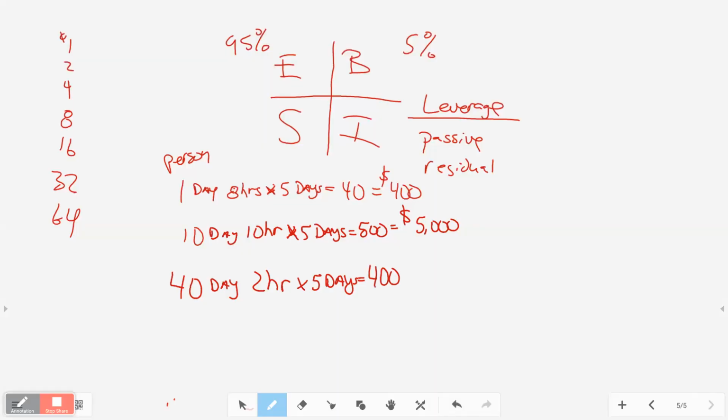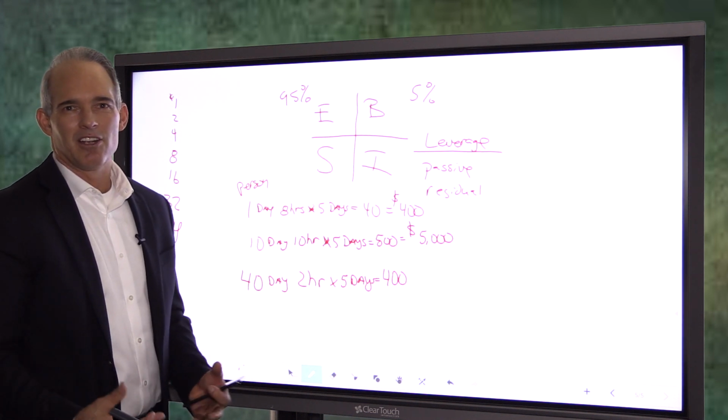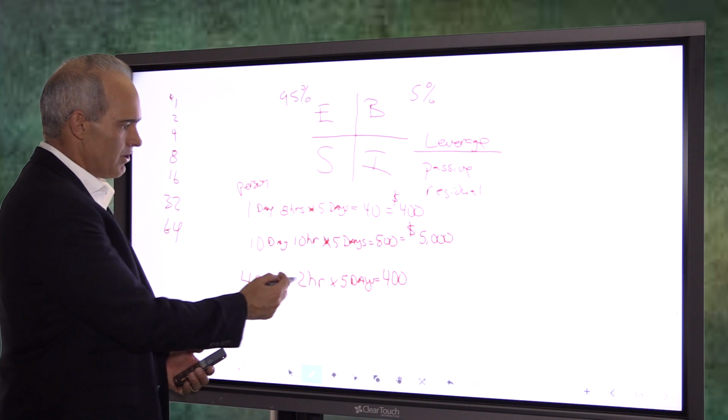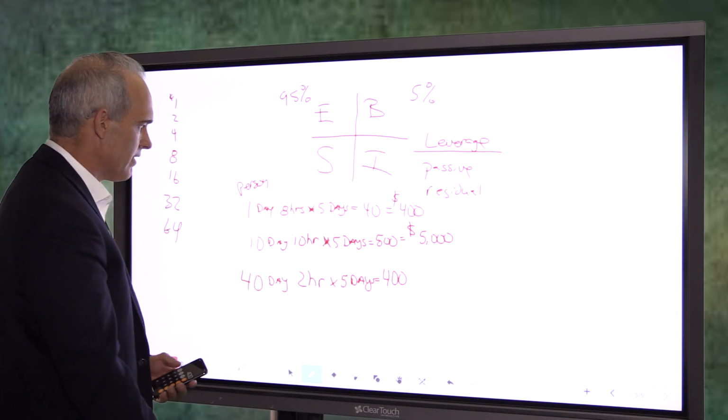So 400 labor hours were produced with 40 people only working 2 hours a day, a little bit longer than their lunchtime, right? What would you rather do? Work 10 hours or 2 hours a day and then do what you want the rest of the 22 hours that that day has to offer?